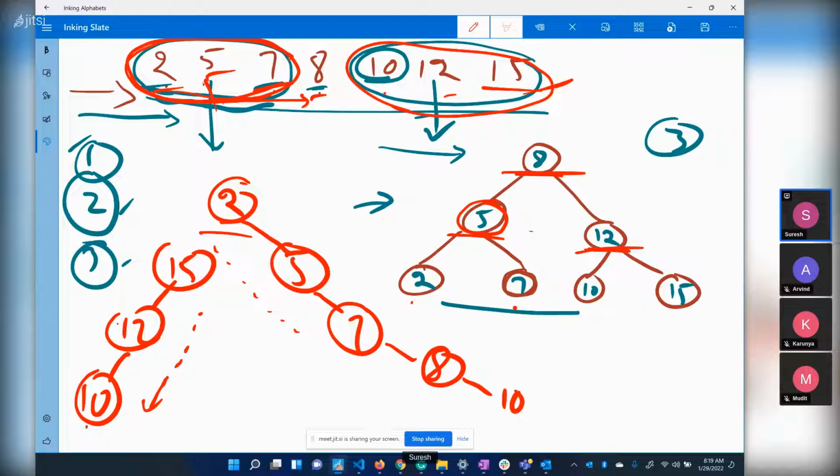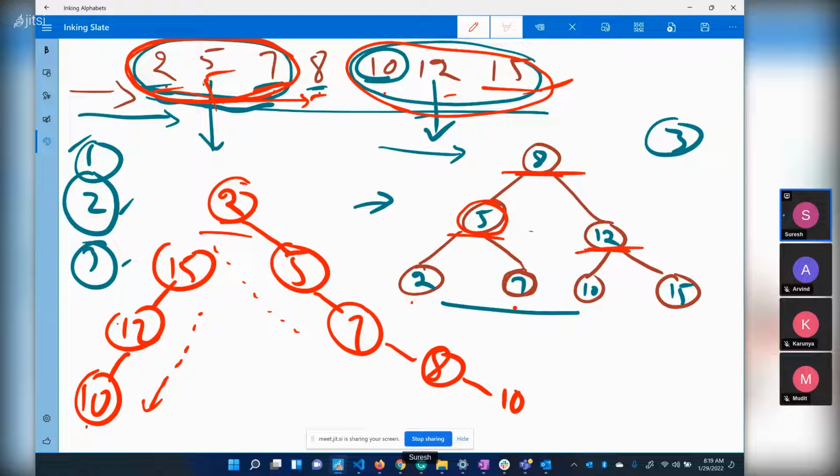Okay, any questions on this so far? Is it a good algorithm, or do you think there are any problems? What if we don't find a mid in this array? Exactly. That is what I'm about to tell you.